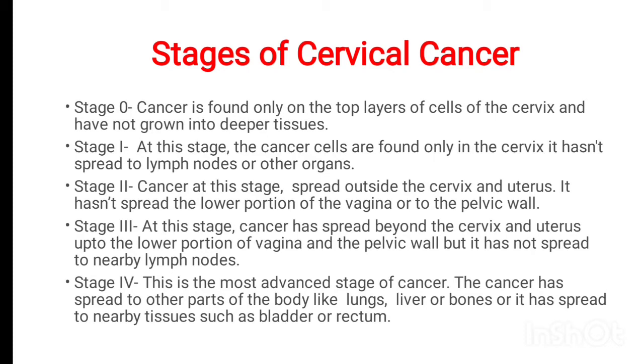Stage 3: at this stage the cancer has spread beyond the cervix and uterus up to the lower portion of the vagina and the pelvic wall, but it has not spread to the nearby lymph nodes. Stage 4 is the most advanced stage of the cancer. The cancer has spread to other parts of the body like lungs, liver or bones, or it has spread to nearby tissues such as the bladder or rectum.